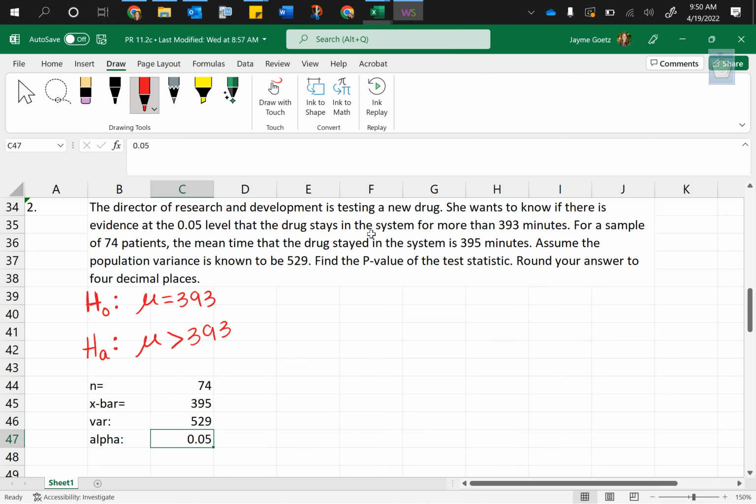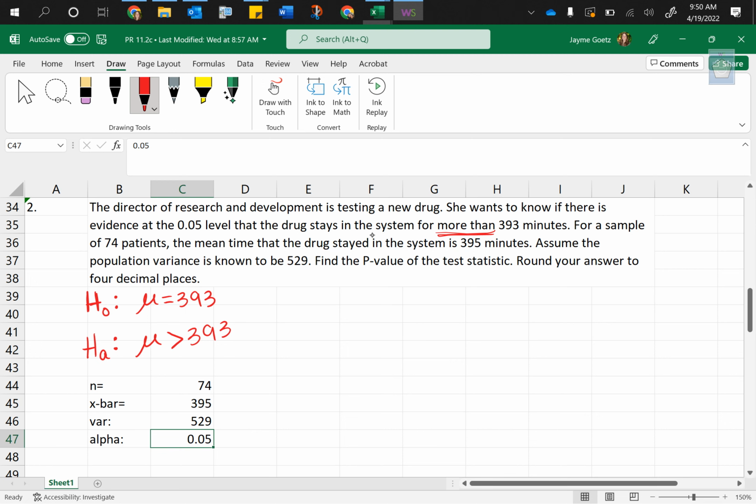From the problem, I got my null hypothesis to say that the population mean is 393. Yes? And then she wants to know if there's evidence at the 0.05 level that the drug stays in the system for more than 393 minutes. So that means my alternative hypothesis is going to be mu is greater than 393, okay? Then she chose a sample of 74 patients. She got a mean of 395, so that means that my X bar is 395 and my sample size is 74.